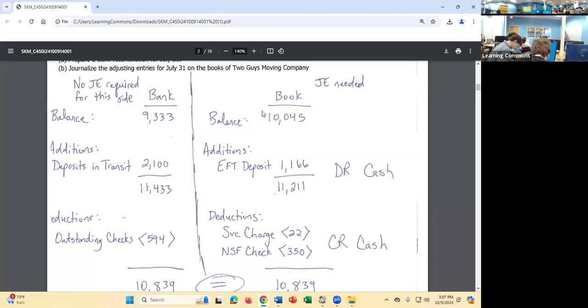Okay. And then let's deal with this NSF check here. We're going to credit cash because we've got the deduction here. So credit cash $350, and I need a $350 debit. What account is that going to go to? John. Why?